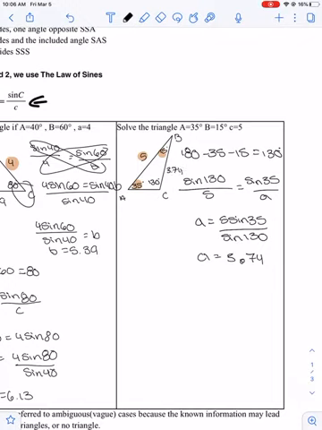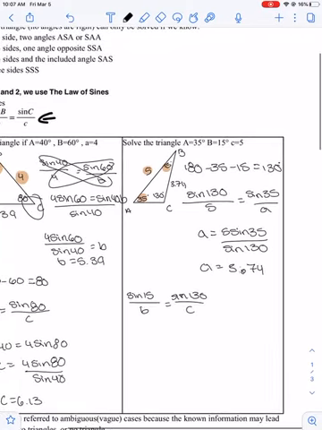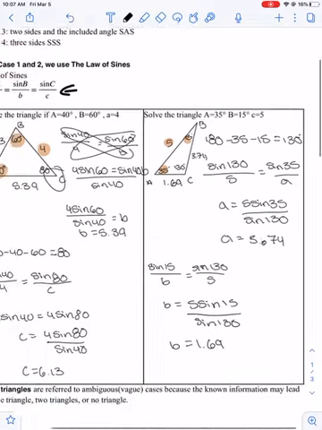Okay, now side b. So sine 15 over b equals sine 130 over c. Cross multiply, c is 5, I get b equals 5 sine 15 over sine 130. Plug it in, and b equals 1.69. I went back and labeled everything.